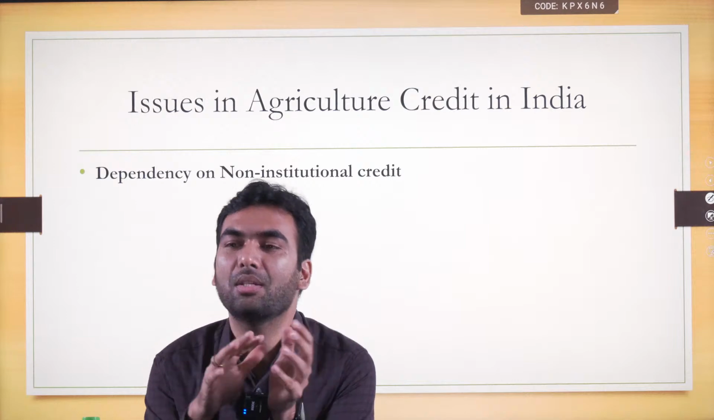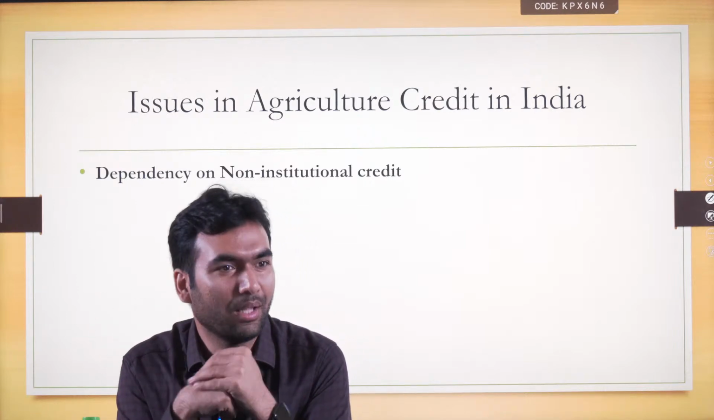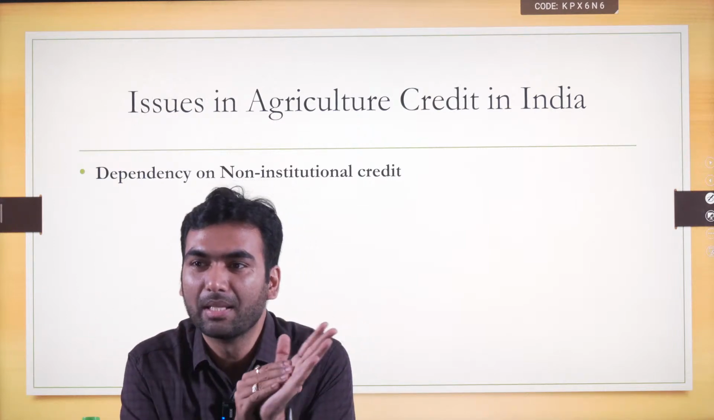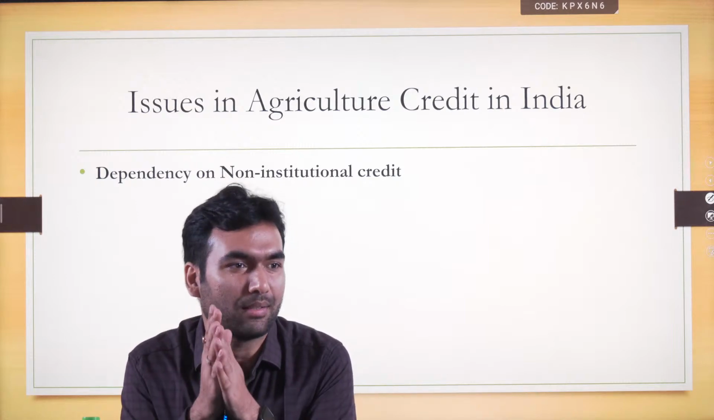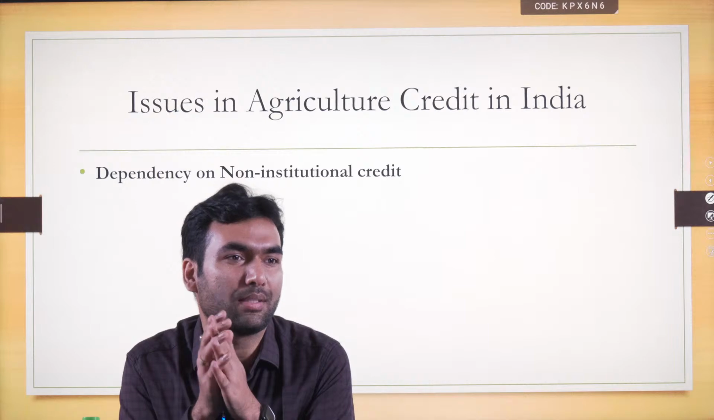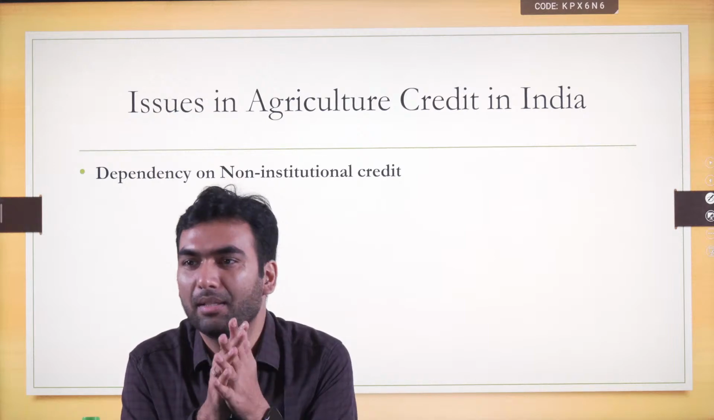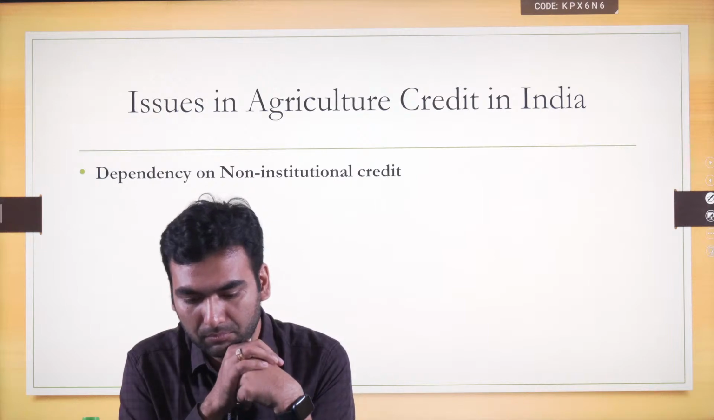So when we are talking of awareness about the loans, yeah, that's the biggest problem. First of all, farmer will not know where to go. So rather than going to the bank, he will go to a money lender. This we can write as dependency on non-institutional credit. In fact, as per the RBI data, 60% of total loan in agriculture sector is still from the unorganized sector. That is money lender, informal, etc.